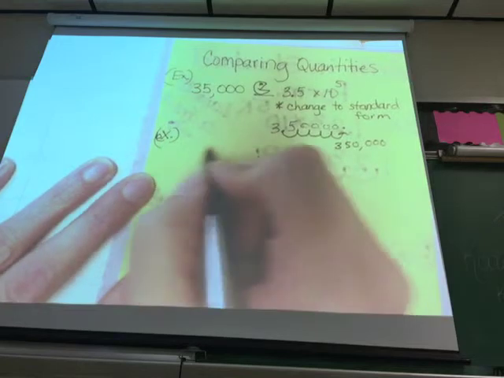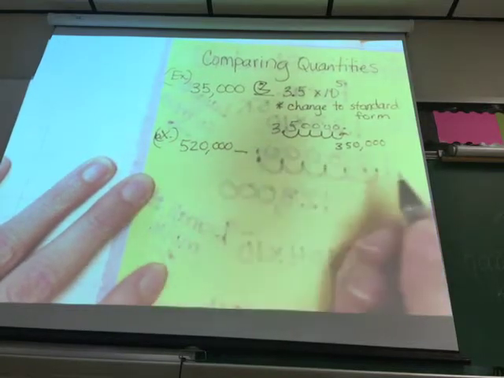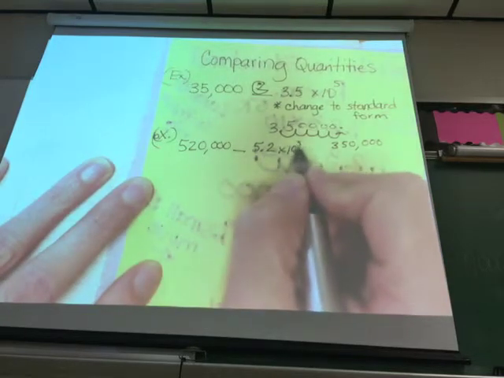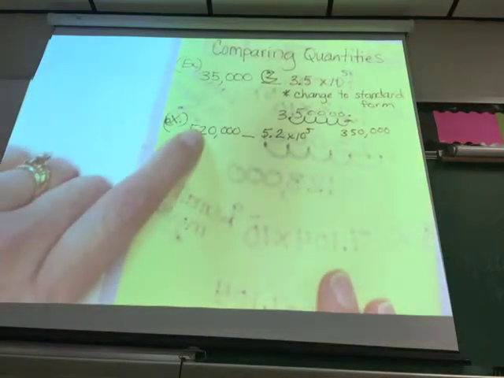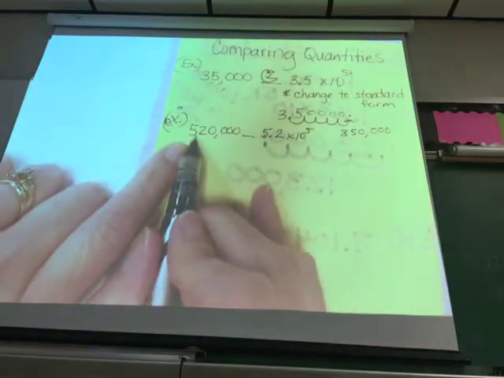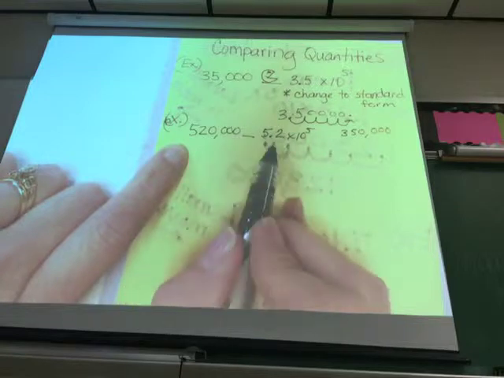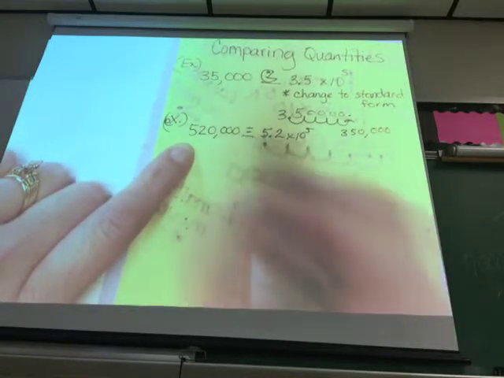Okay. Another example. What if I have 520,000 compared to 5.2 times 10 to the 5th? Well, I'm going to put the decimal here just to kind of see it. If I were to put the decimal here and move it 5 spots to the right, 1, 2, 3, 4, 5. Does that end up being the same exact thing? Yeah. So this one's going to be equal to.